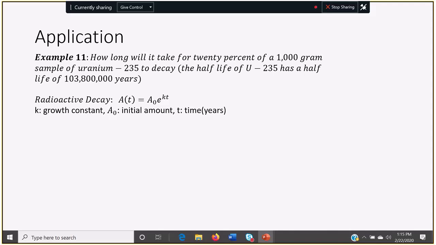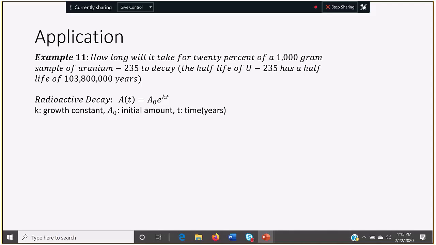I know my initial amount is 1,000. I know my half-life is going to be 103,800,000 years. I don't know if that's technically correct, but I think I pulled that from somewhere. It's good enough for this example.